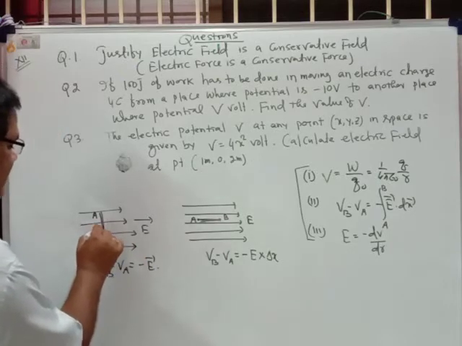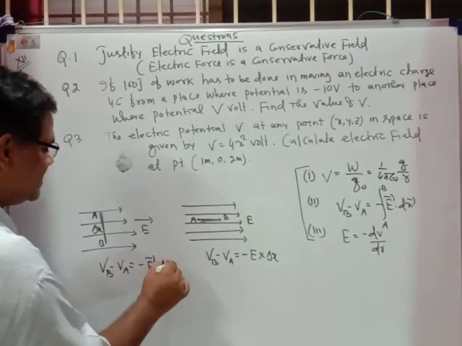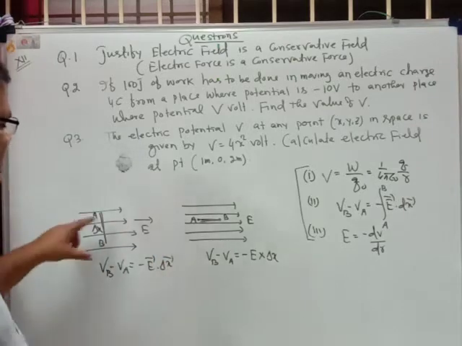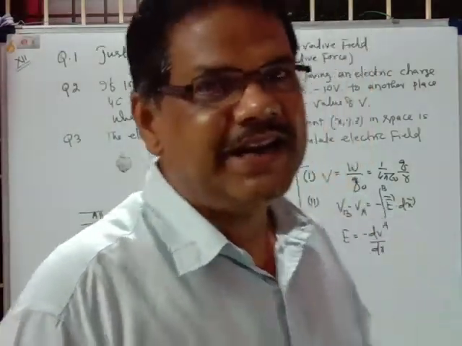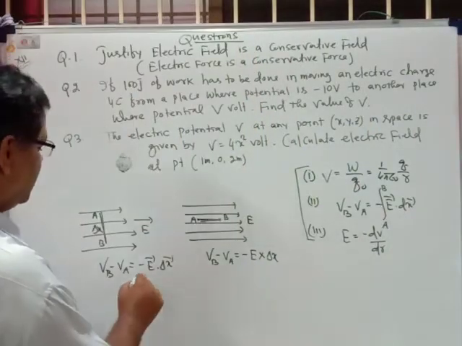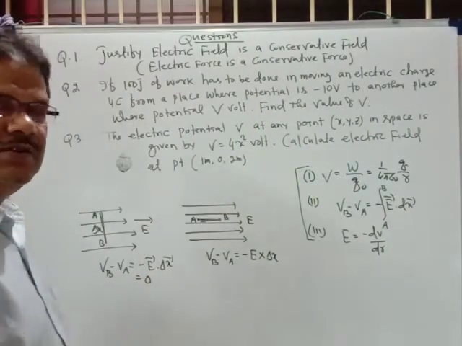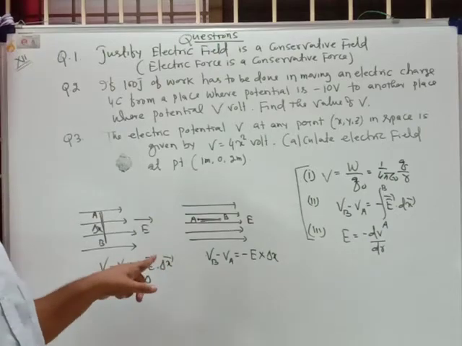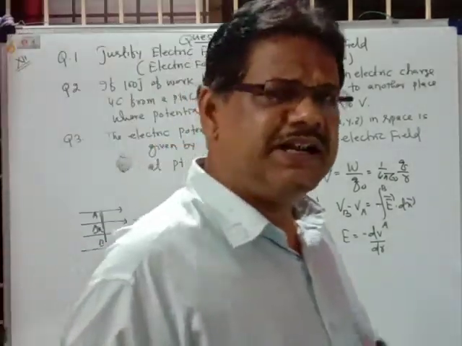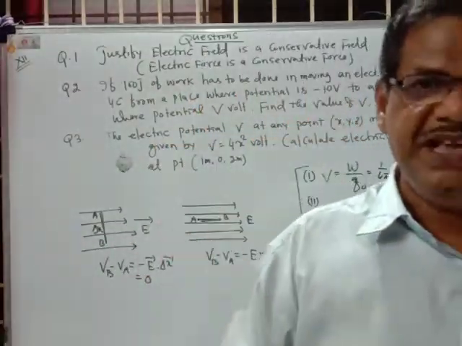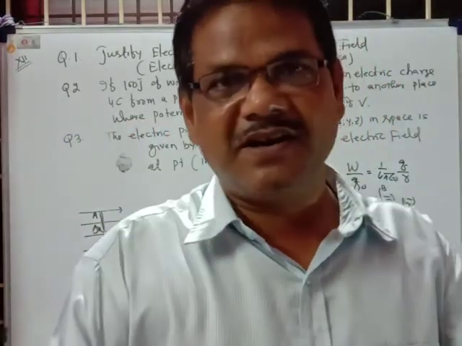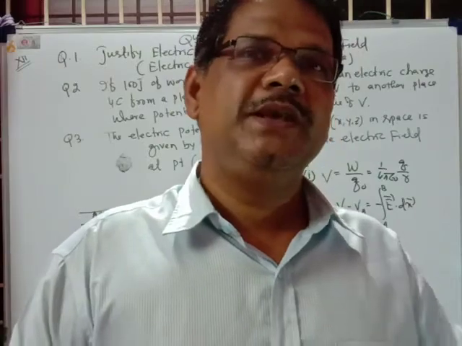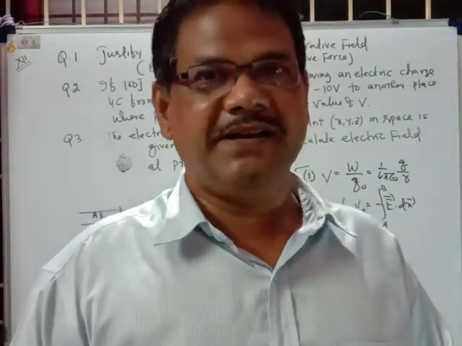You can take the delta x vector. So what is the angle between E vector and delta x vector? The angle between E vector and delta x vector is 90 degrees. So VB minus VA will be equal to 0. The potential difference is 0 because E delta x cos 90. Simply दोनों के बीच में डिस्टेंस लेना है और E वेक्टर को लेना है, उनको डॉट प्रोडक्ट कर लो और इंटीग्रेट कर लो, जो रिजल्ट मिलेगा that is the VB minus VA.